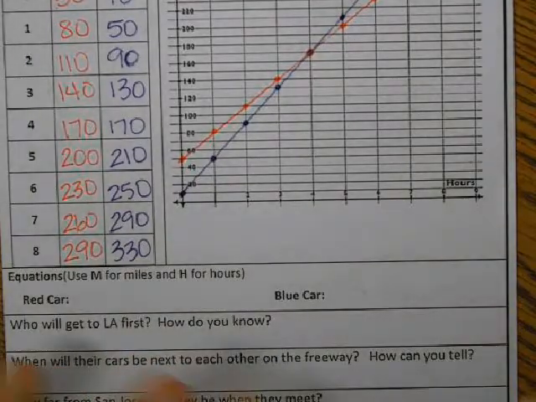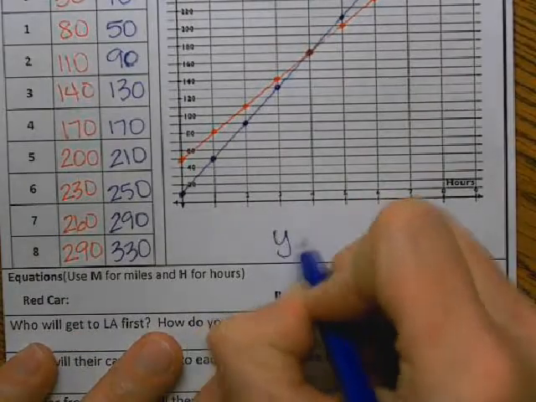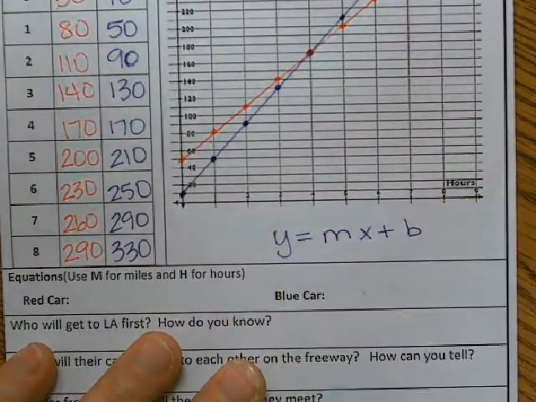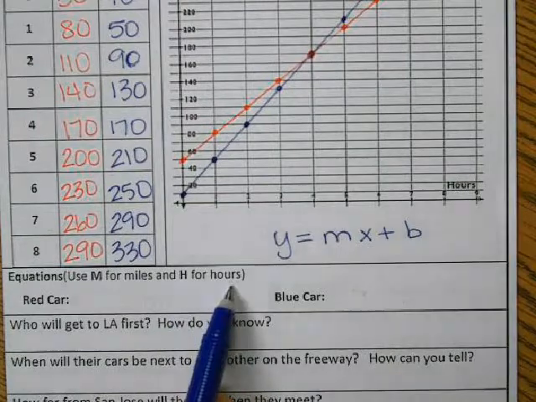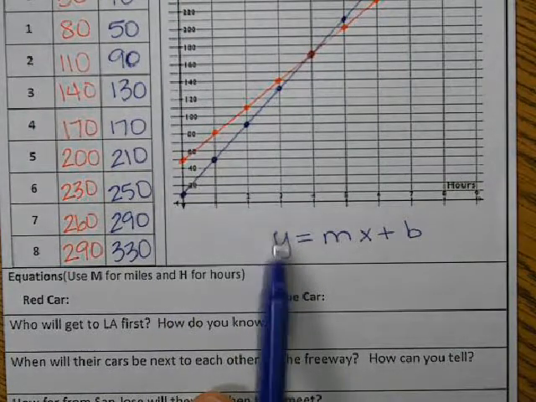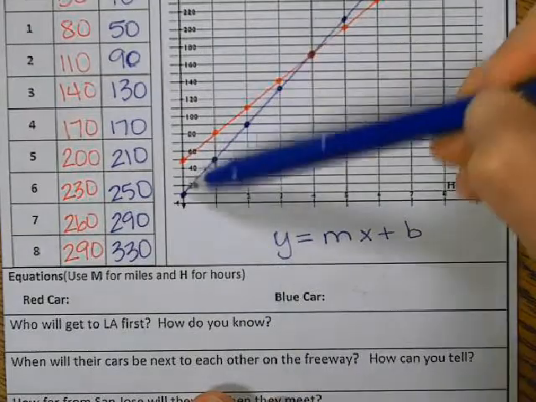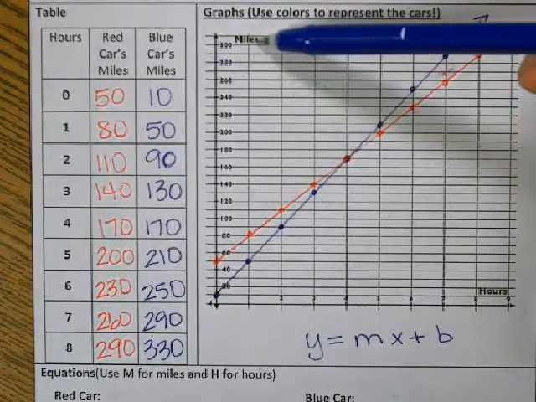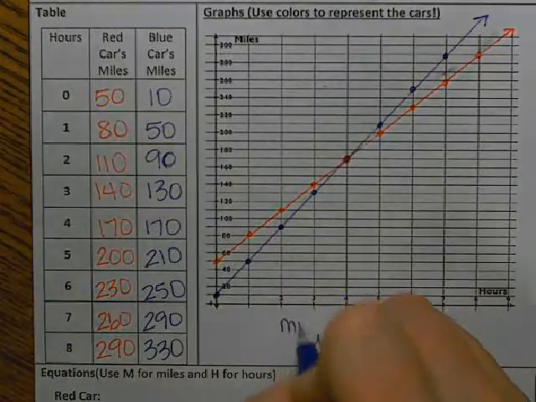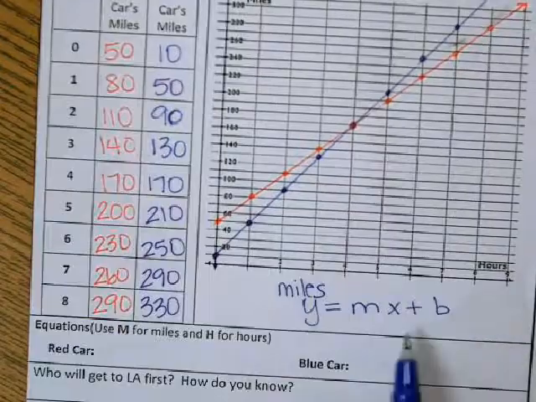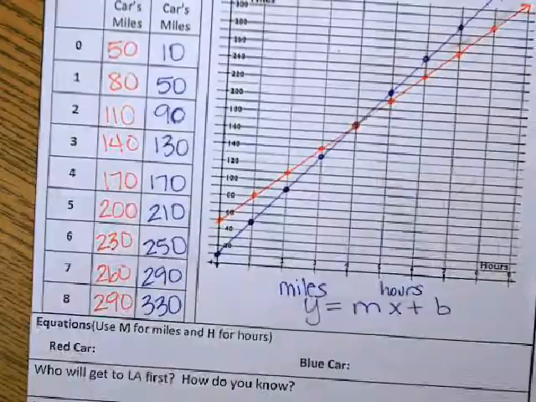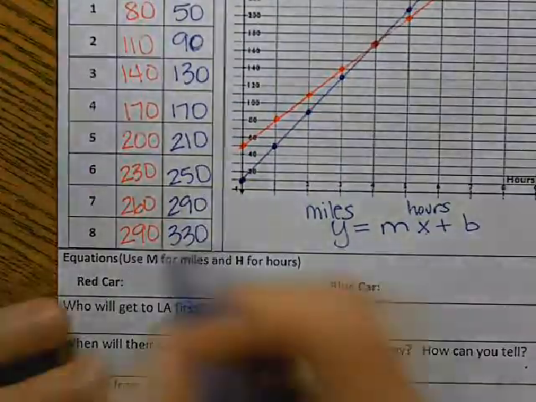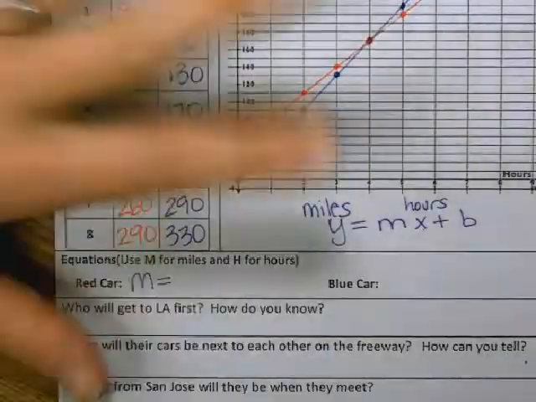Now, the next step is to write an equation. Remember, to write an equation for a graph, the formula is y equals mx plus b. On this graph, they want us to use m for miles and h for hours. To figure out which letter to put here, I'm going to look at the y-axis. What unit is on the y-axis? Miles. So y is going to be miles, and x is going to be hours, because that's what's on the x-axis.